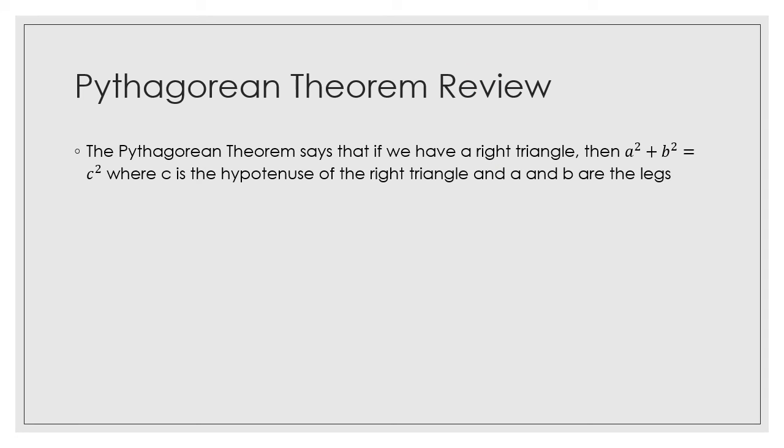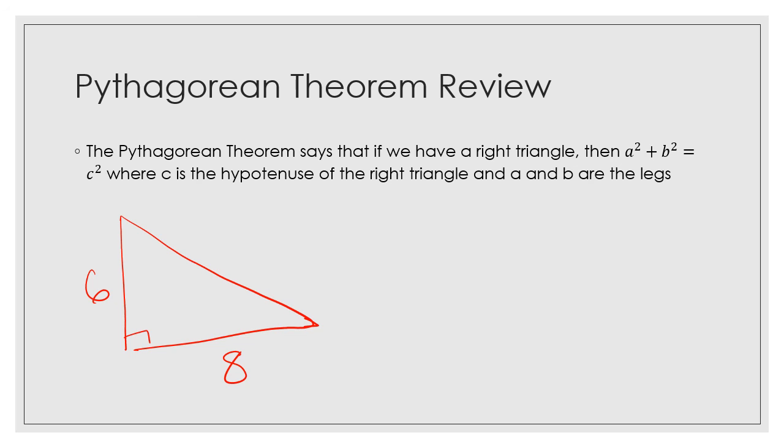And we have the Pythagorean theorem review. Sometimes you might have a right triangle where you're not given all three sides, so you might have to solve for one of the sides. That's where the Pythagorean theorem comes in. The Pythagorean theorem says that if I have a right triangle, then a squared plus b squared equals c squared, where c is the hypotenuse of the right triangle and a and b are the legs. The legs are the opposite and the adjacent sides.